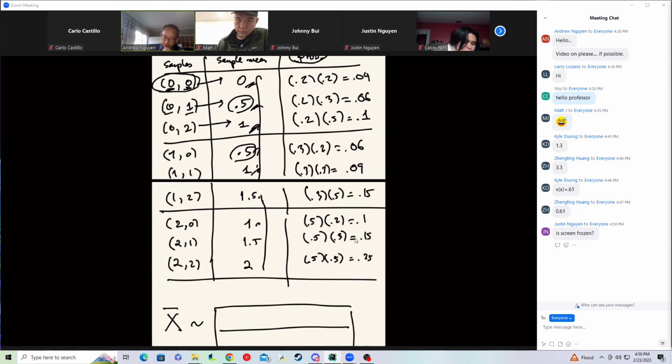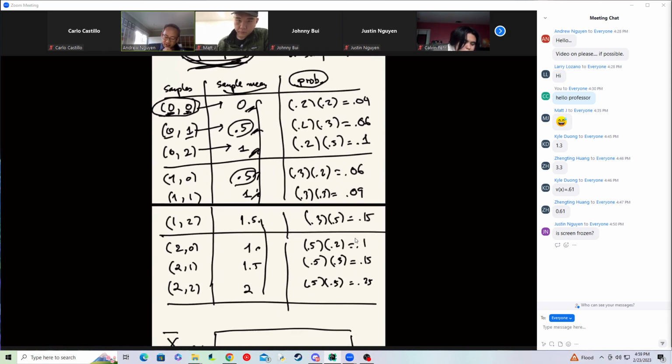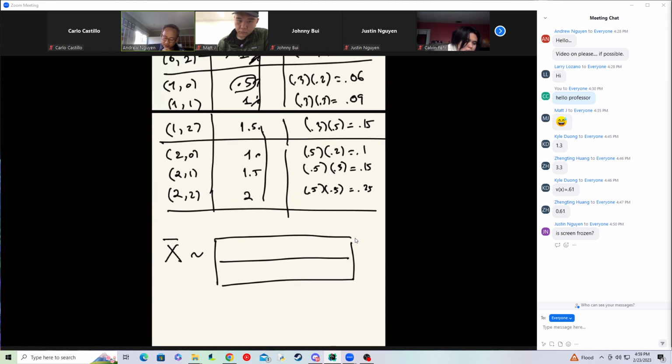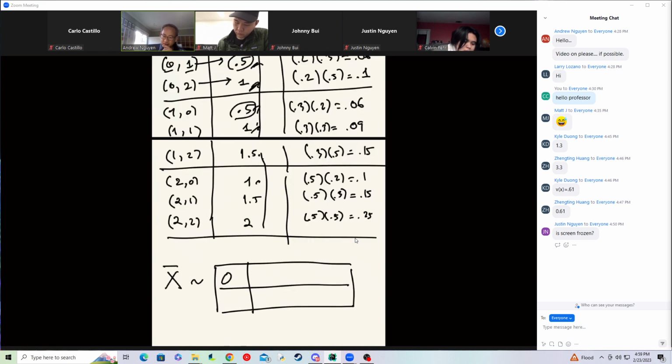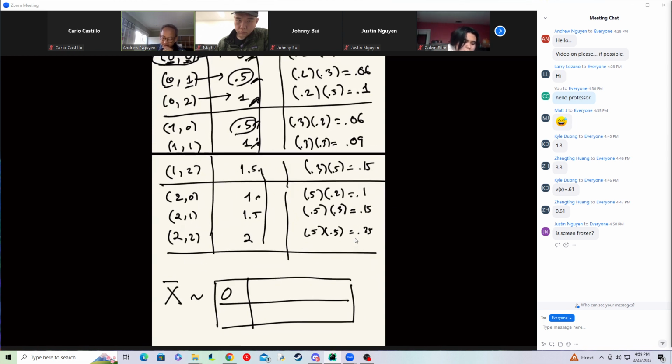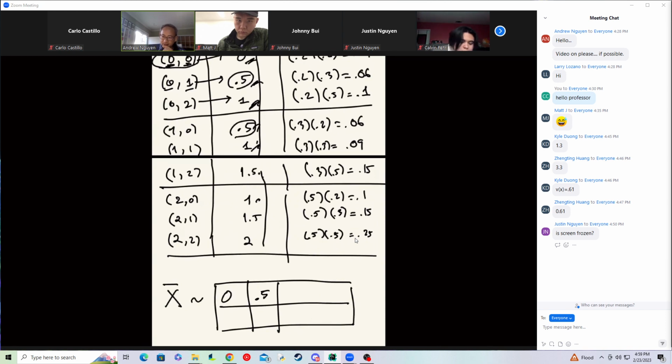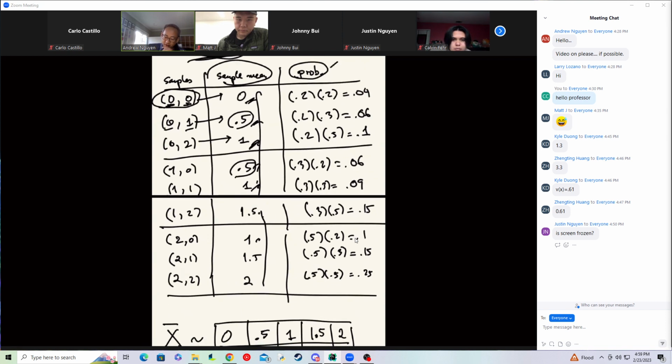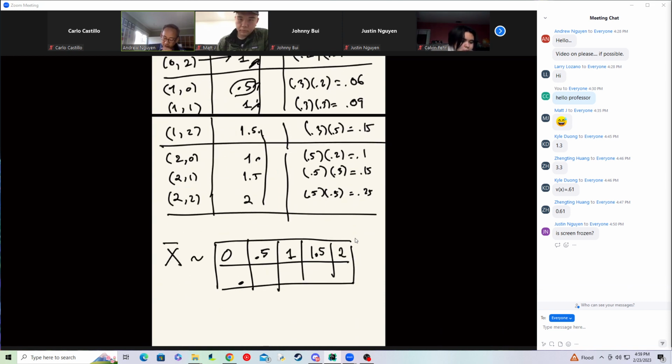Right, I look at these numbers. So what are the possible values for my sample mean in this case? 0. Yes. What else? 0.5. Yeah. 1, 1.5, and 2. Is that okay, guys? Now, what's the chance that X bar is 0? Well, that's why we calculated the probability here. Yes, that's the only case, so that's 0.04.